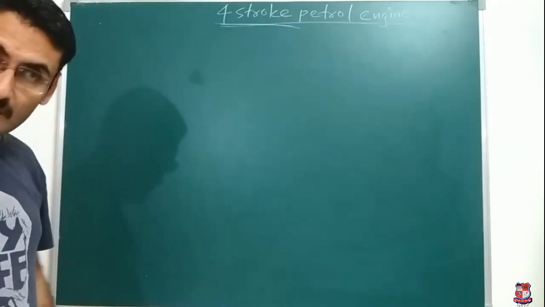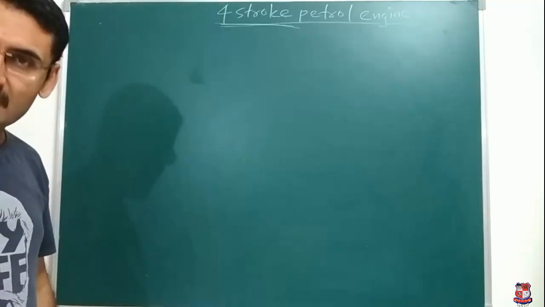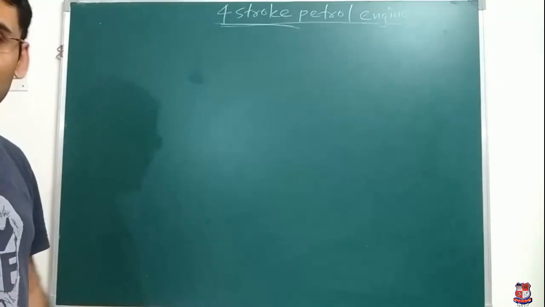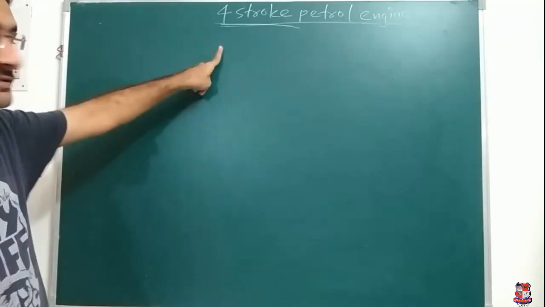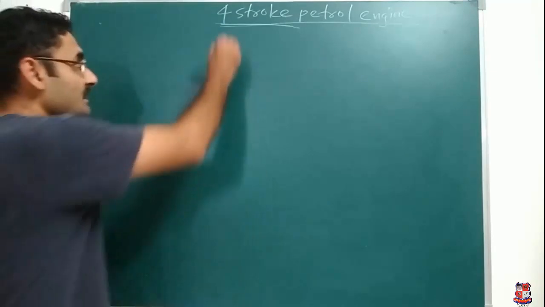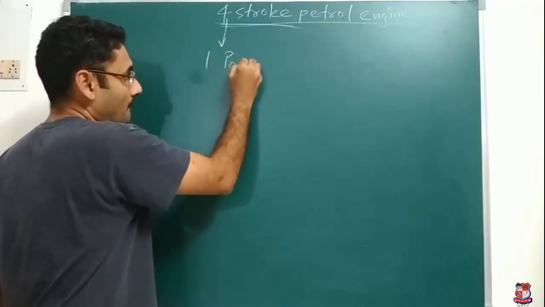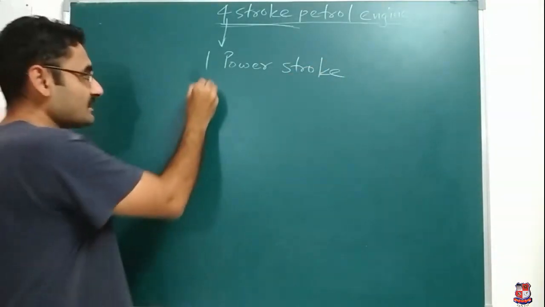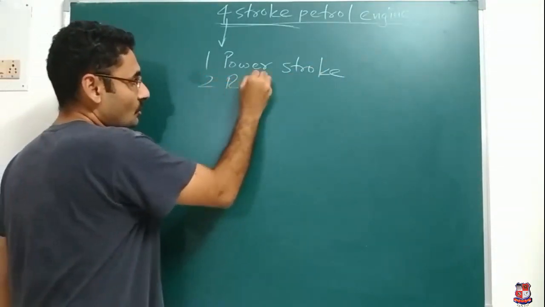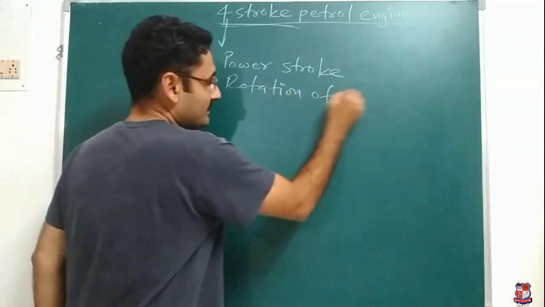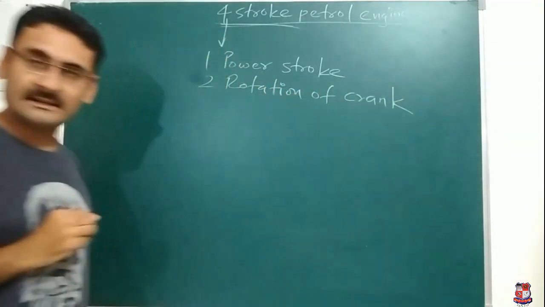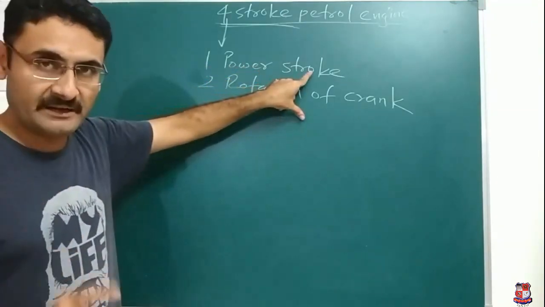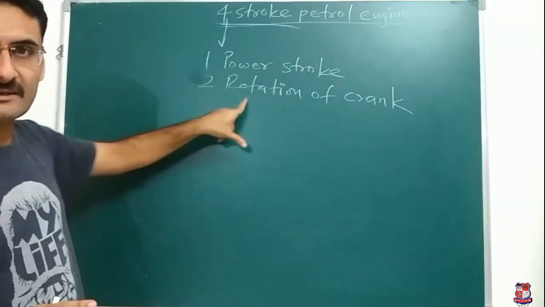Now power stroke means what? Right now just remember the word power stroke. Later you will realize what the meaning of power stroke is when I start my explanation. But up till now, for the 4-stroke engine, what you will remember is that we will get 1 power stroke by the complete 2 rotations of the crank. Clear the meaning of 4-stroke engine? In a 4-stroke engine, 1 power stroke is obtained when the crank completes its 2 rotations.